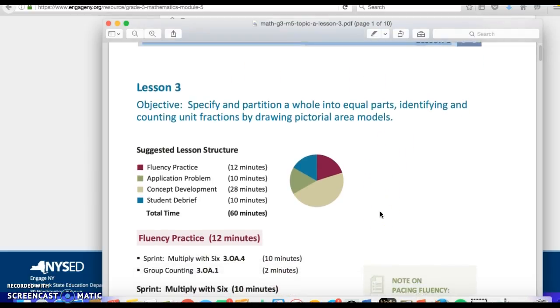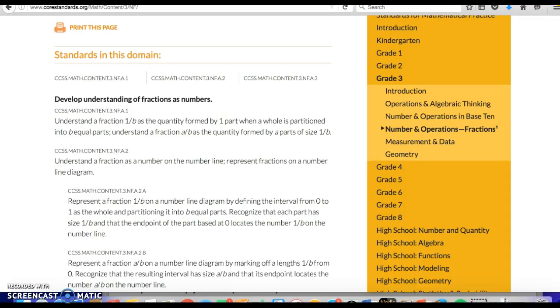Now, right away, I went to the Common Core standards, even though they're listed. The first standard that goes with this lesson is to understand a fraction 1 over b as the quantity formed by one part when a whole is partitioned into b equal parts. Understand a fraction a over b as the quantity formed by a parts of size 1 over b.